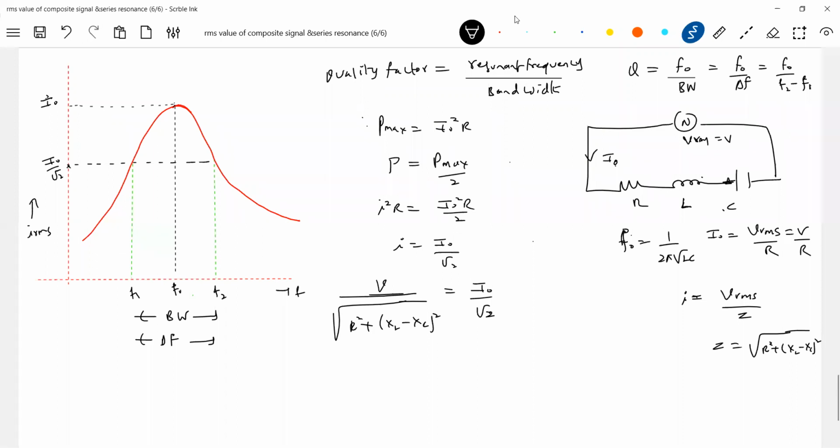Further, what is I naught? We can write I naught is equal to V naught by R. I naught by V, so root 2. So I'll do one thing. This will be 1 by, or V by I naught.